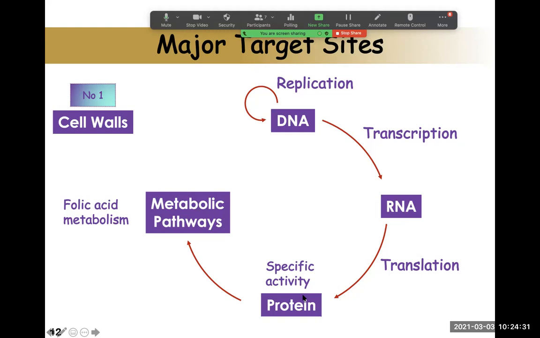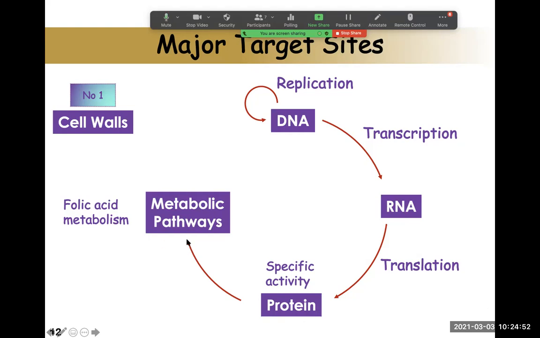The protein could be RNA polymerase, for example, right? You can go after a protein. You can go after penicillin binding protein I just talked about. There are others, gyrase, for example, right? So we can go after specific proteins that can affect any of this process.